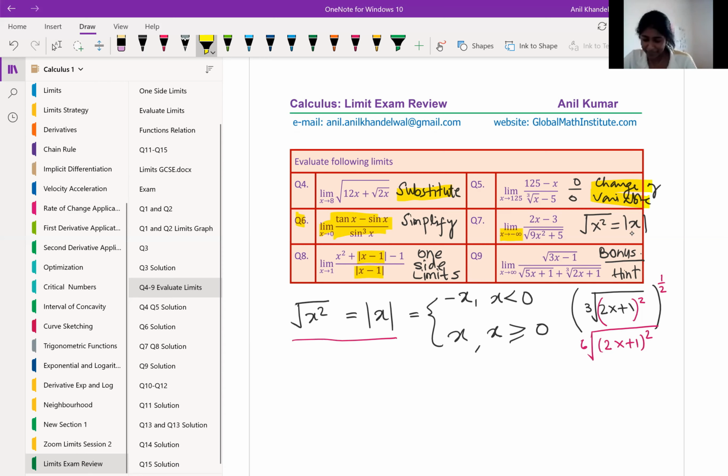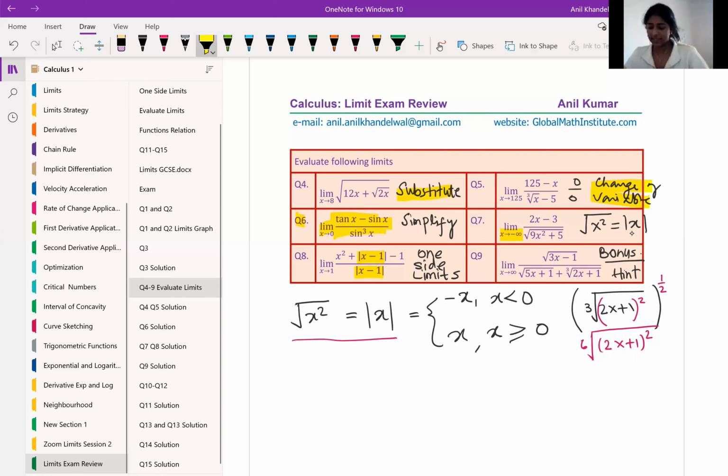This was quite tricky, but what did I do? I started off by taking the x out of the bracket. So I got x bracket 2 minus 3 over x, and on the denominator I got square root x squared bracket 9 plus 5 over x squared. So when x approaches minus infinity, that minus 3 over x and 5 over x squared almost become 0, so you can just cancel them out.